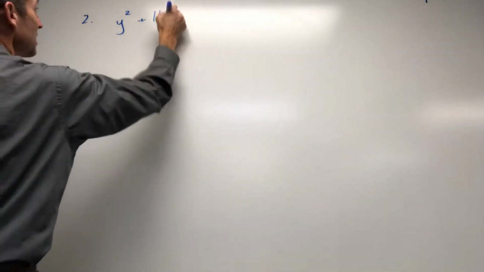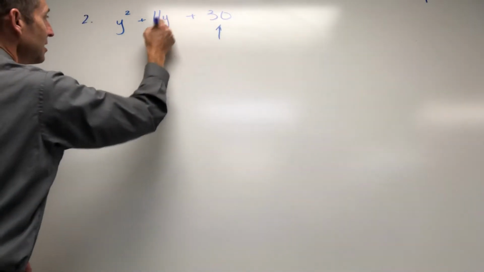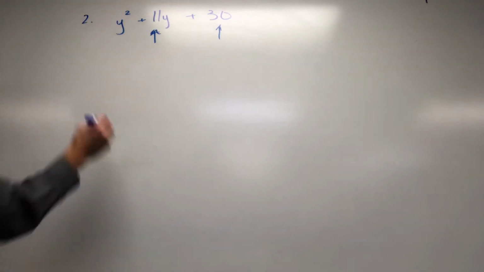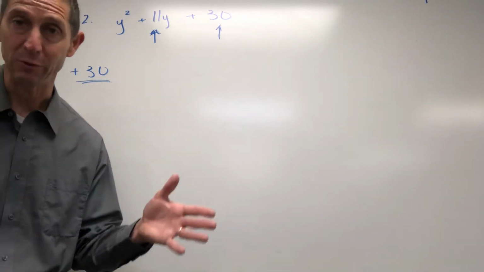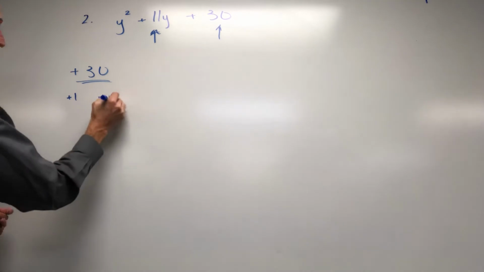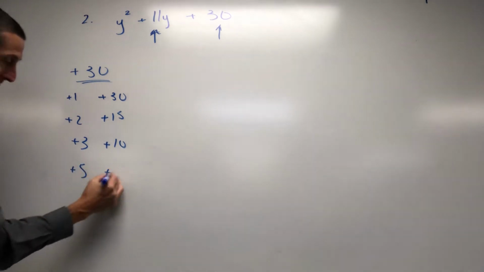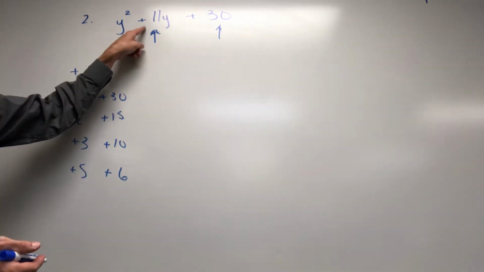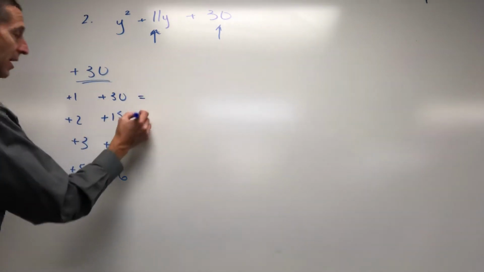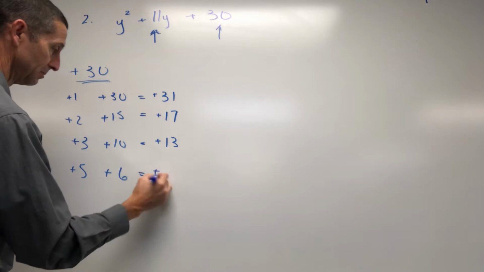Let's do another one. y squared plus 11y plus 30. So again, the key is the number on the outside and your middle term. That's what you're looking for. So grab the 30 and you make a list of all the ways you can multiply to give you 30. Like 1 and 30, 2 and 15, 3 and 10, 5 and 6. So from this list of multiples, you're now trying to hunt who adds to that middle term. So we add them across. So that's positive 31, positive 17, positive 13, positive 11.